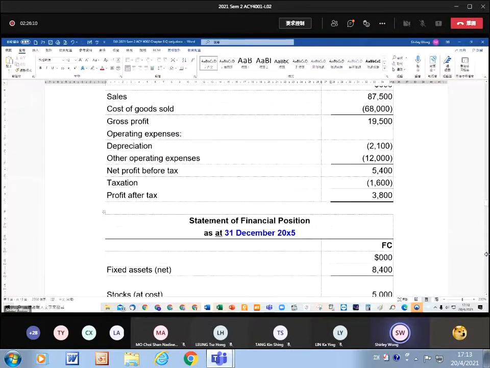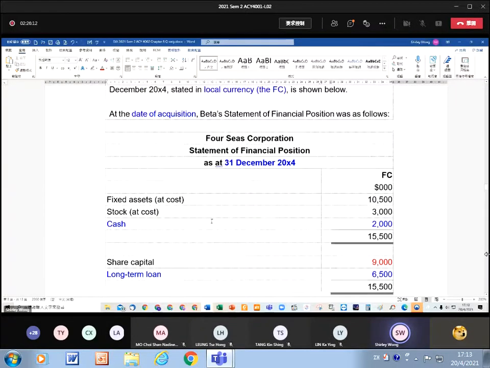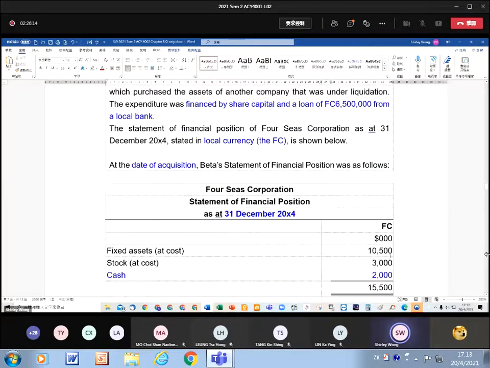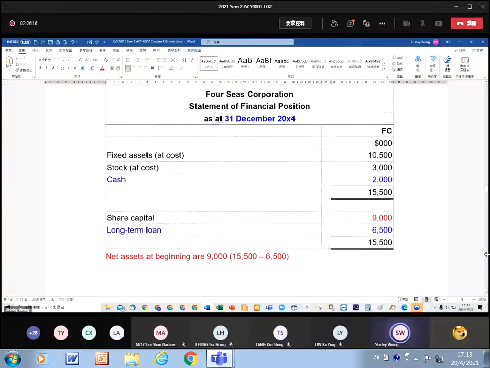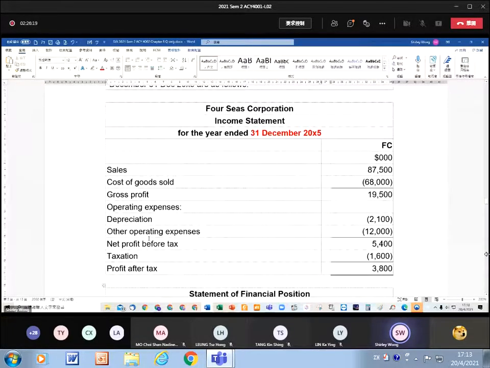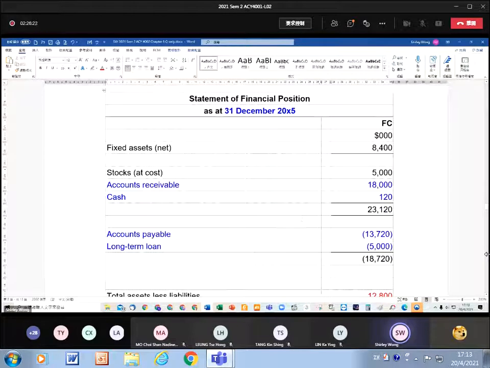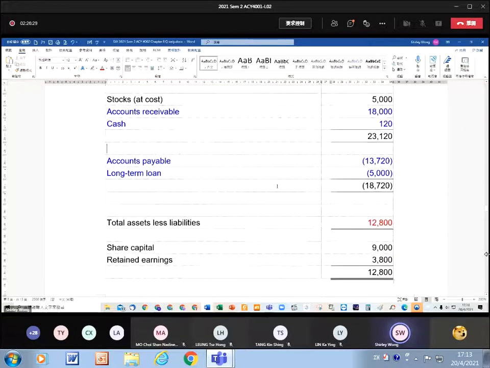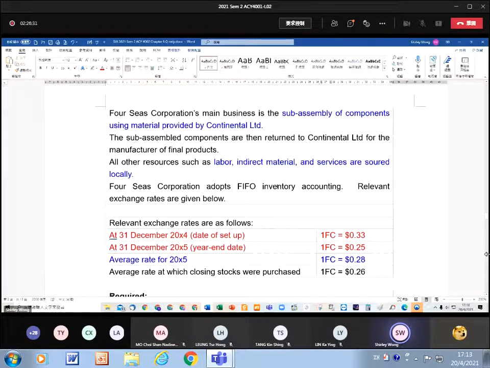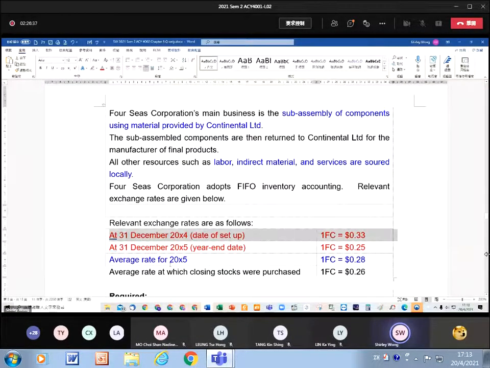We originally have the fixed asset here that is worth 10,500, and then during the year we have the depreciation of 2,100, and then nothing else is mentioned. So when you do the calculation, 10,500 minus 2,100 equals 8,400. It represents that there is no new purchase of fixed asset. So we will use the historical rate. We will use the historical rate to record the depreciation.